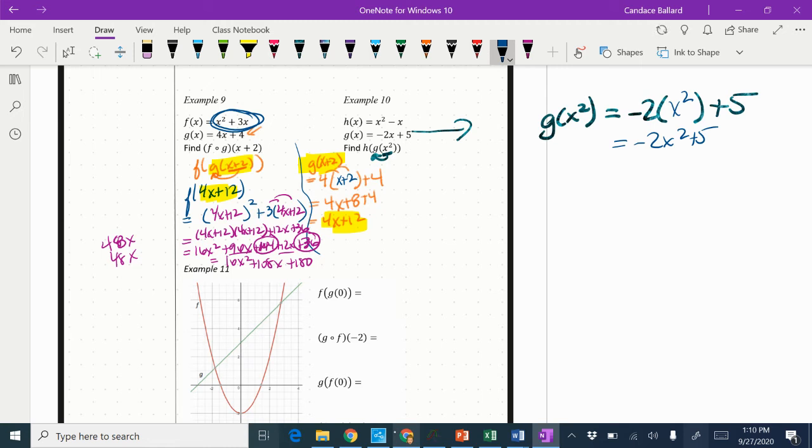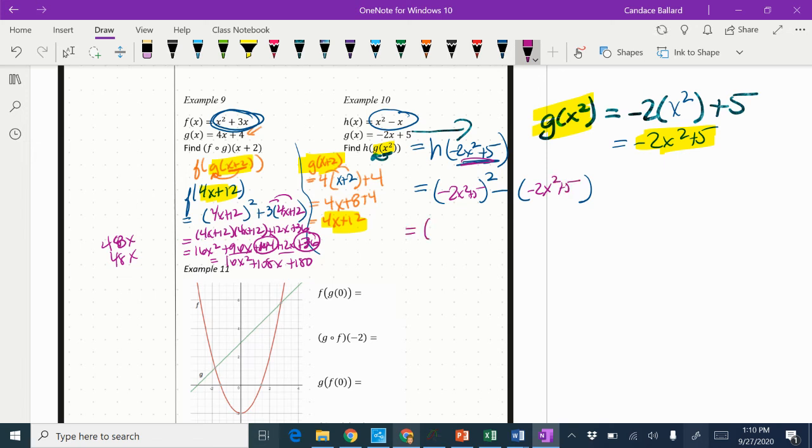Now I'm going to take that and substitute it in for g of x squared, because I know that this is the same as g of x squared. So I'm going to plug it in for that whole thing there. So what I'm looking for is h of negative 2x squared plus 5. I'm going to write my h function. Anytime I see an x, I'm going to write parentheses instead. So parentheses squared minus parentheses. Now I'm going to substitute in the negative 2x squared plus 5, negative 2x squared plus 5.